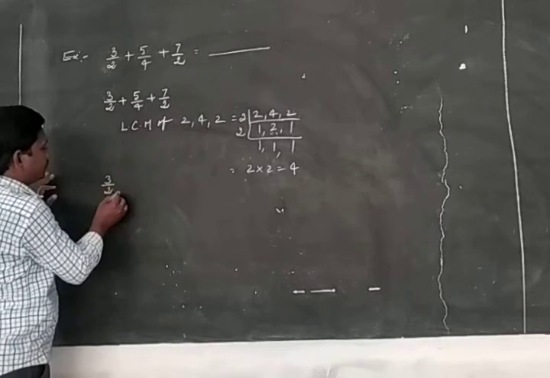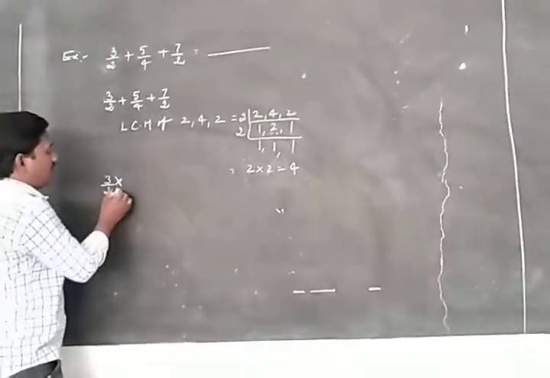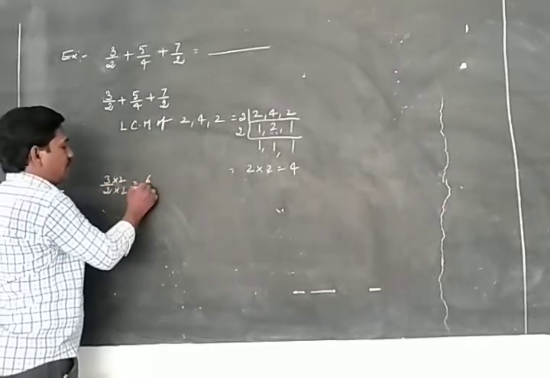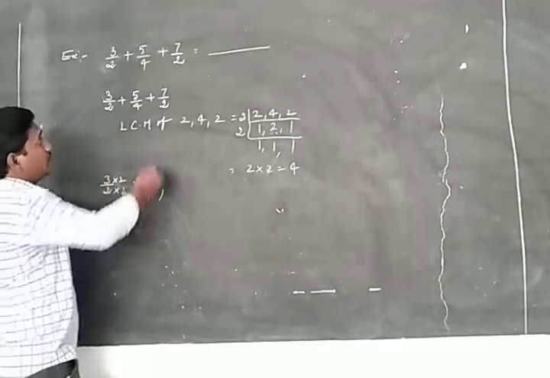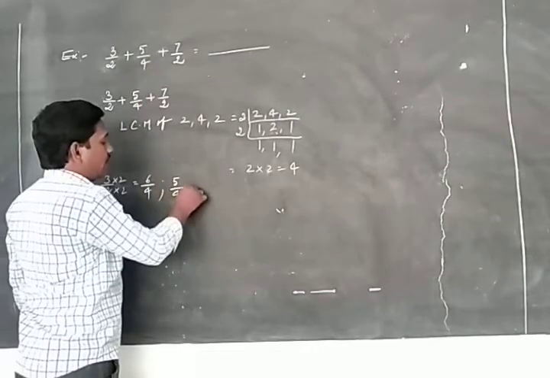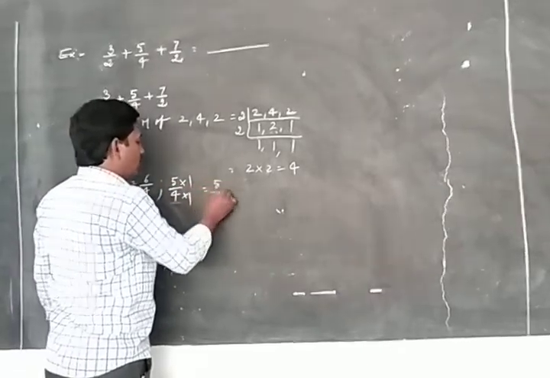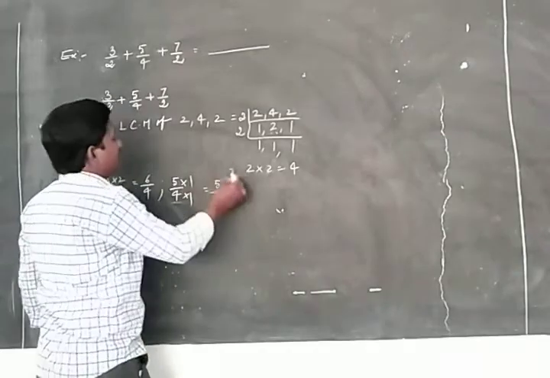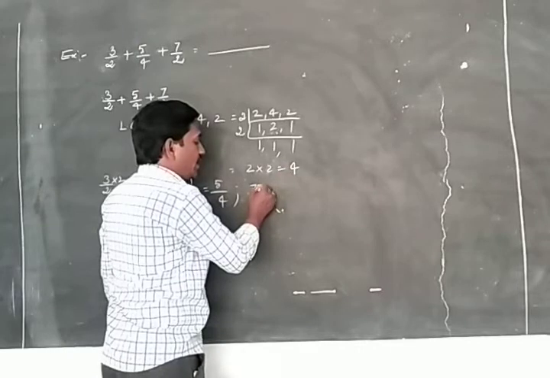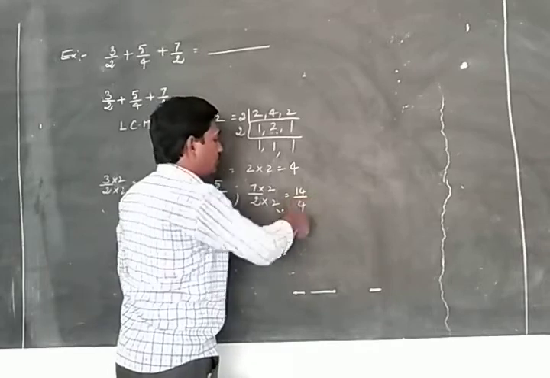3 by 2: if 2 becomes 4, we should multiply numerator and denominator by 2. That means 6 by 4. Again 5 by 4: if 4 becomes 4, the fraction should be multiplied by 1. 5 ones are 5, 4 ones are 4. Again 7 by 2: if 2 becomes 4, numerator and denominator should be multiplied by 2. 7 2s are 14 by 4.